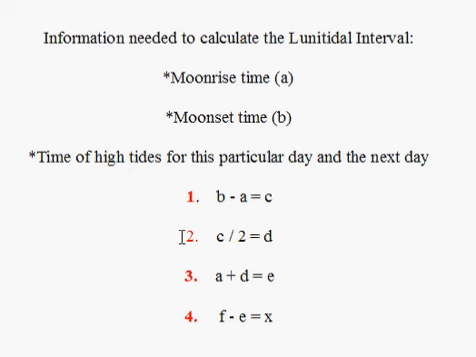Now you'll have noticed I have four simple formulas here. They may not look simple, but they will be once you see what each letter is assigned to. Each letter is assigned to a certain piece of information in these equations. So the first formula will be B take away A equals C. Second one is C divided by 2 equals D. The third one is A plus D equals E. And the fourth one is F take away A equals A. You'll notice how I've assigned A to Moonrise time and B to Moonset time.